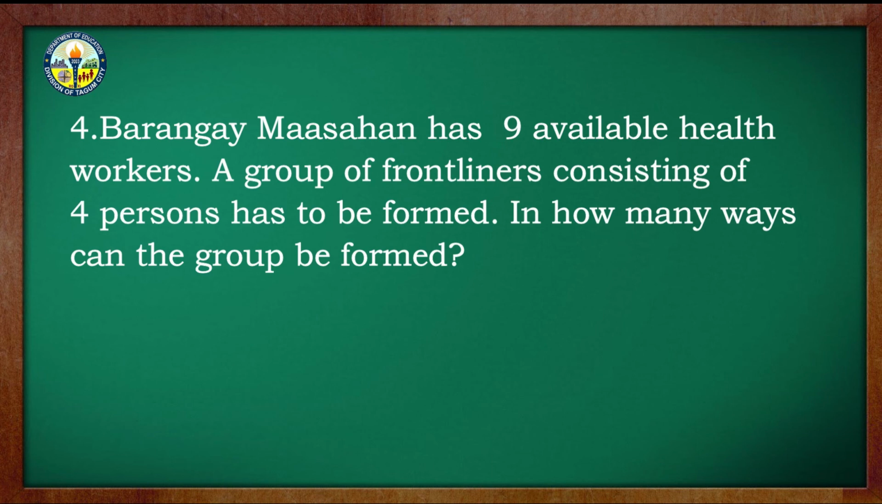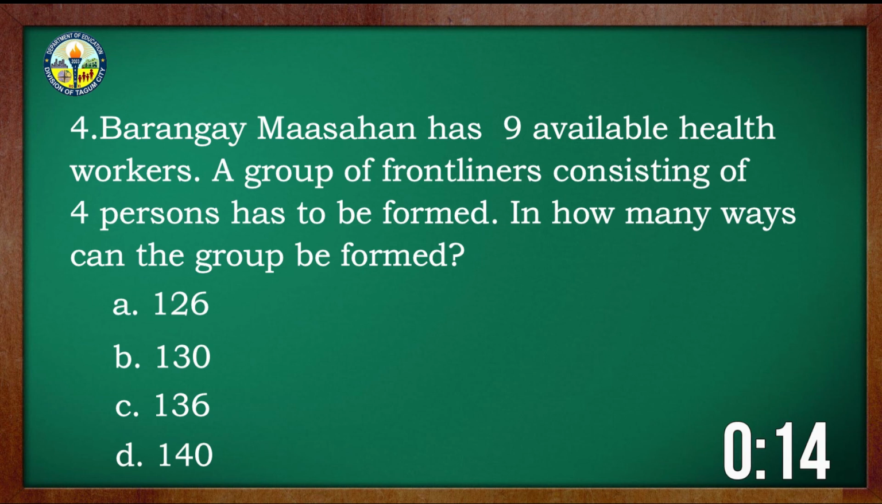Problem number 4. Barangay Maasahan has 9 available health workers. A group of frontliners consisting of 4 persons has to be formed. In how many ways can the group be formed? Letter A, 126. B, 130. C, 136. Or letter D, 140. This will be answered for 15 seconds. Your time starts now. Time's up! The answer is letter A, 126.